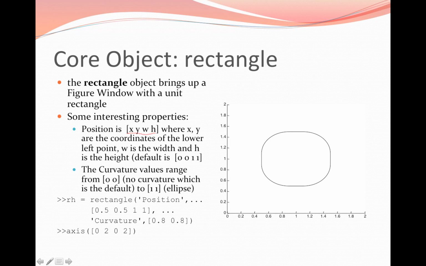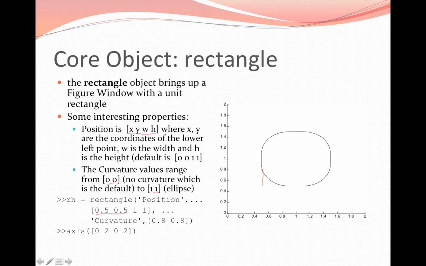The values range from 0, 0, which is no curvature, to 1, 1, which is a full ellipse. So you can have any number between 0 and 1. So here's an example of a rectangle in which the position is 0.5, 0.5.